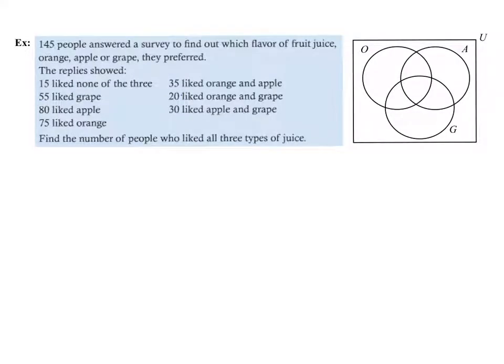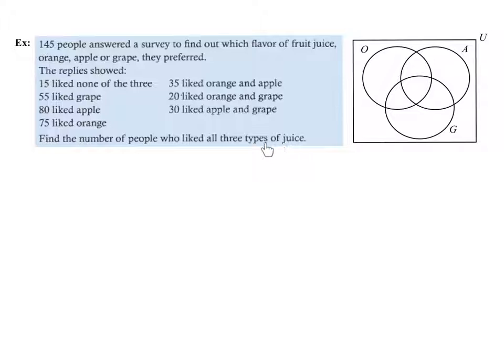Okay, then let's take a look at one more example. In this last example, we're told that 145 people answered a survey to find out which flavor of fruit juice, orange, apple, or grape, that they preferred. And we got the following replies: 15 like none, 55 like grape. Well, you can read all of these outcomes. Okay, so the question is, find the number of people who liked all 3 types of juice.